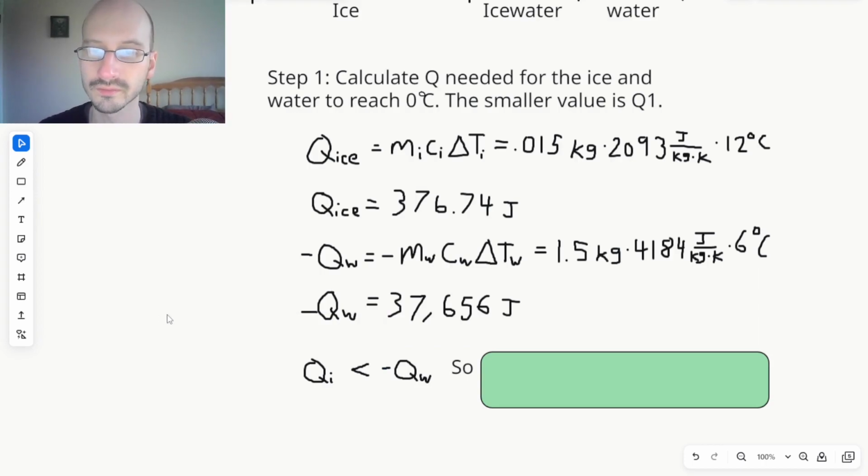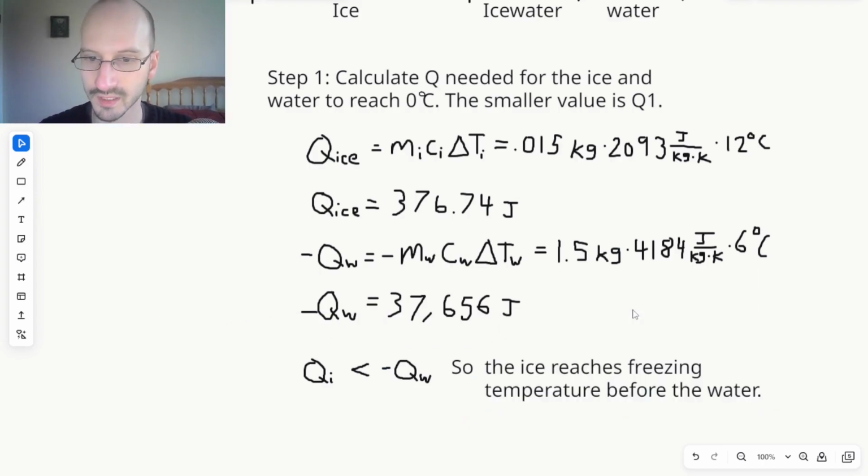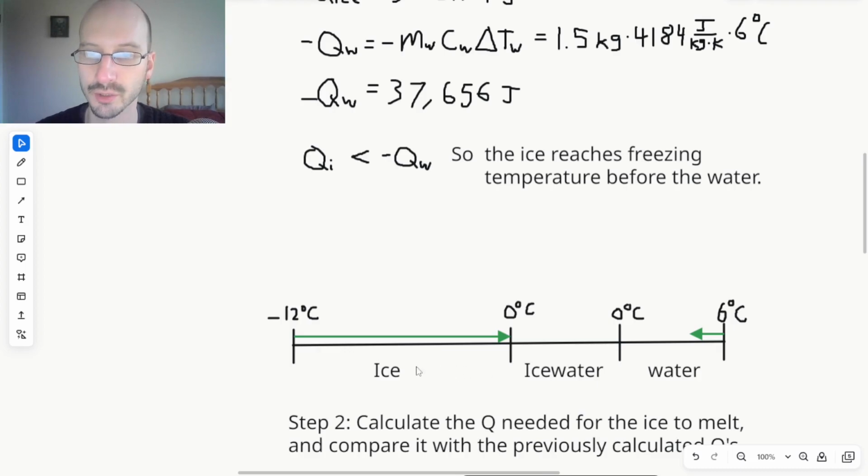With our results, the heat needed to warm the ice is less than the heat needed to cool the water, which means the ice reaches a freezing temperature before the water. And we have a diagram here that shows us during this first 376.74 joules, the ice heats up to 0 degrees, the water cools down to some temperature, we don't know what it is. Now we don't have to calculate this temperature, and you'll see why in a minute.